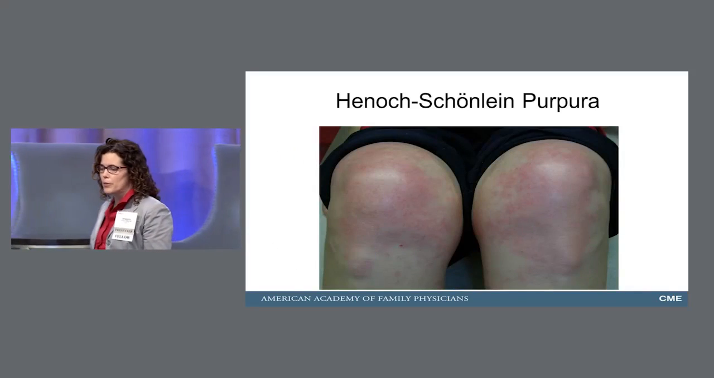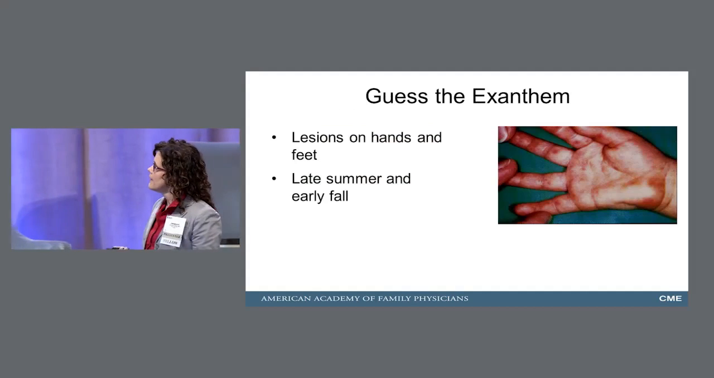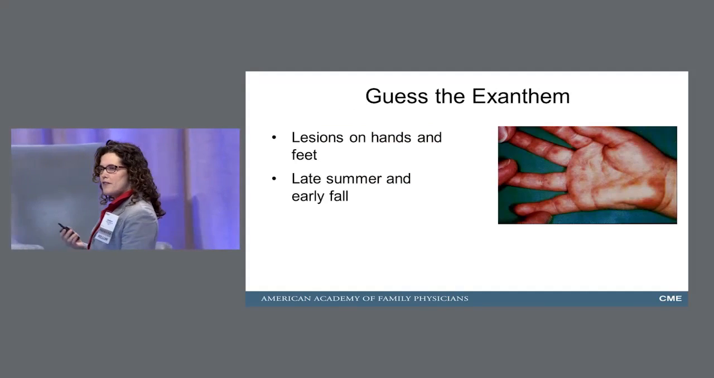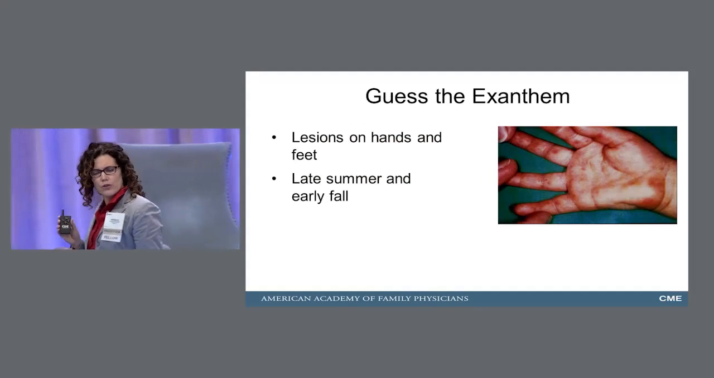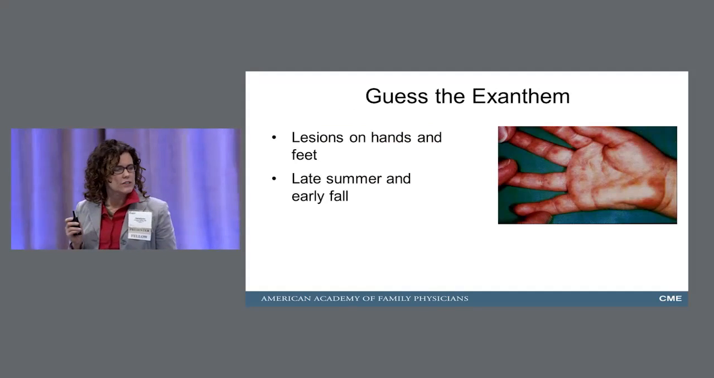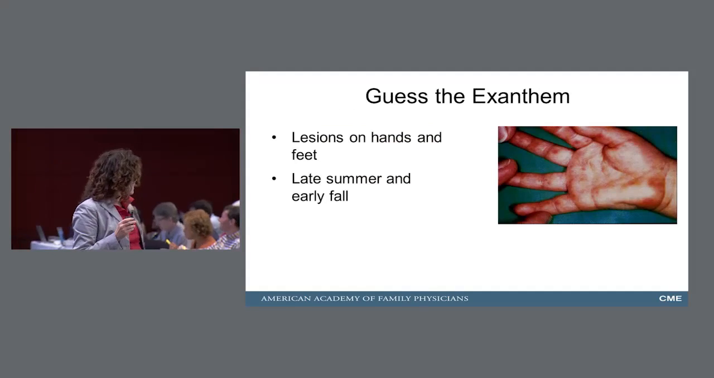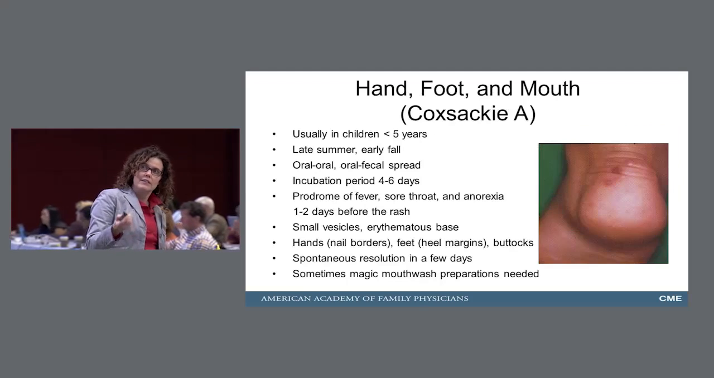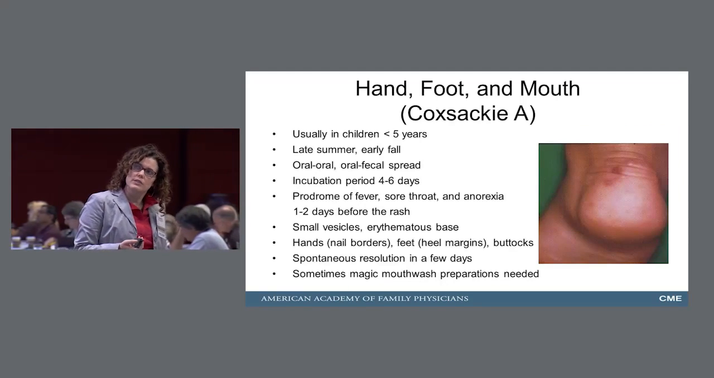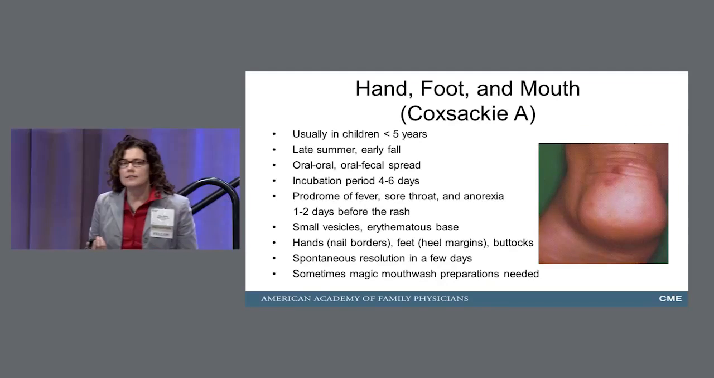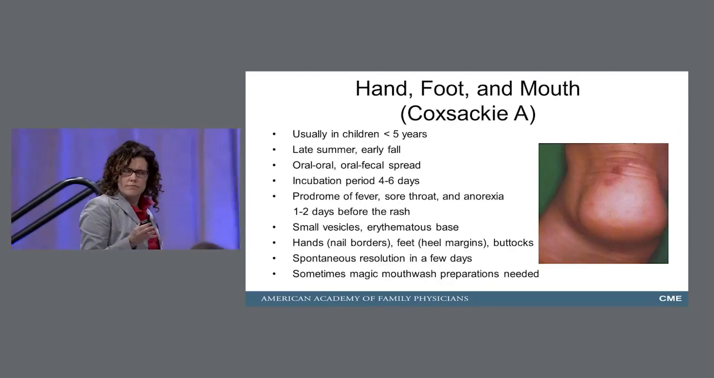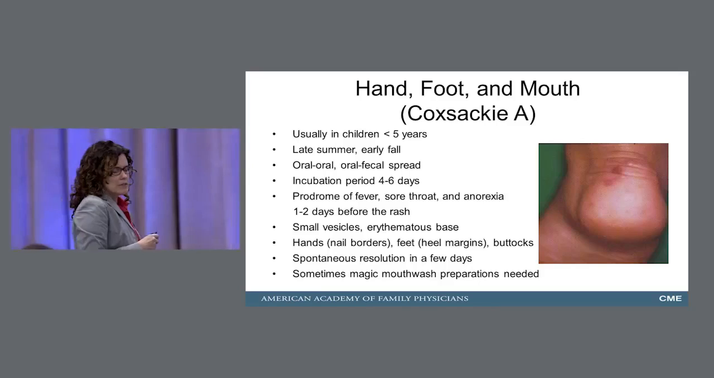So there's our palpable purpura on the lower extremities. So this is one of my favorites. We have oddly been seeing this over the Christmas break and since then. Lesions on the hands and feet, usually in the late summer and early fall. This, of course, is hand, foot, and mouth disease, which we see all the time. Usually in kids less than 5. I've been seeing it in teenagers. Not sure why that is over the past couple months.